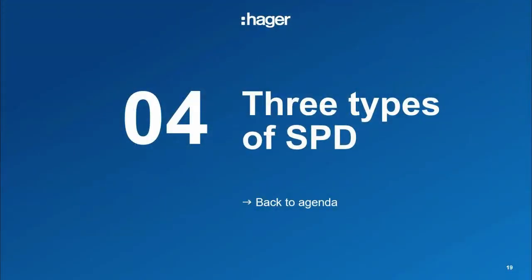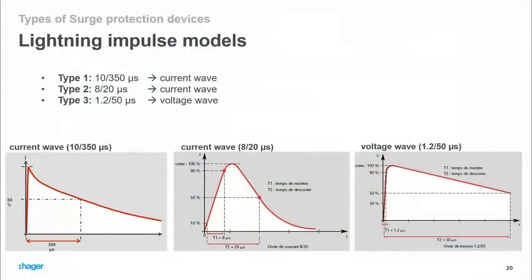Now let's look at the types of SPDs and the types of surge waves to protect against these transient overvoltages. The surge waves are standardized and classified by the IEC norm. There are three kinds of surge waves, as you can see on this slide. The type 1 wave, the 10-350 microseconds; type 2 wave, which is an 8/20 microsecond wave; and type 3, a 1.2/50 microsecond wave.